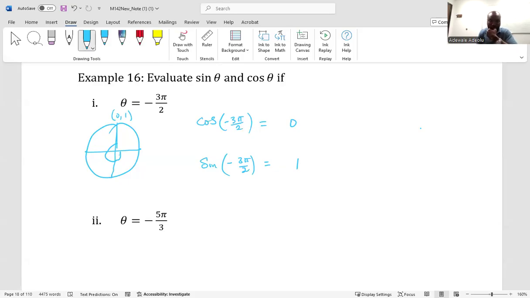So remember, move 1, 2, 3, clockwise. So we are there, on this axis, right? So we have that.